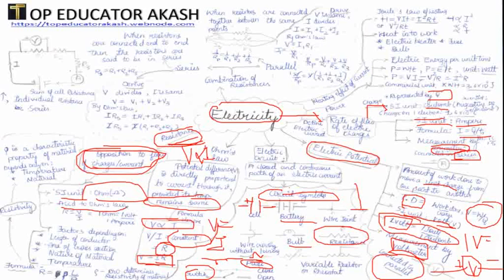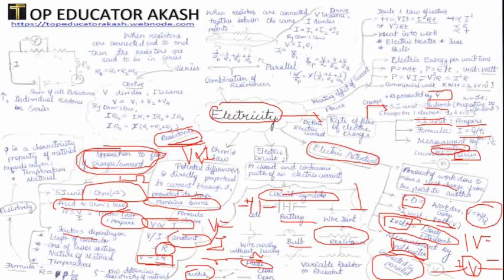Now, according to Ohm's law, we know that V is equal to IR. That means R will be equal to V by I. So we can say that 1 ohm is equal to 1 volt by 1 ampere.